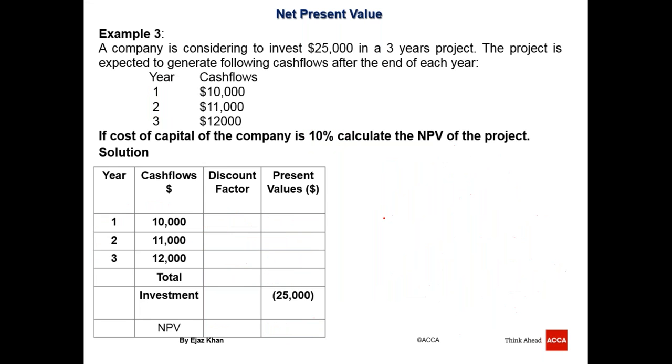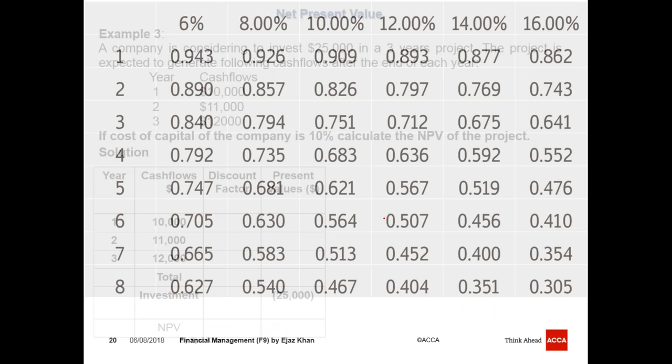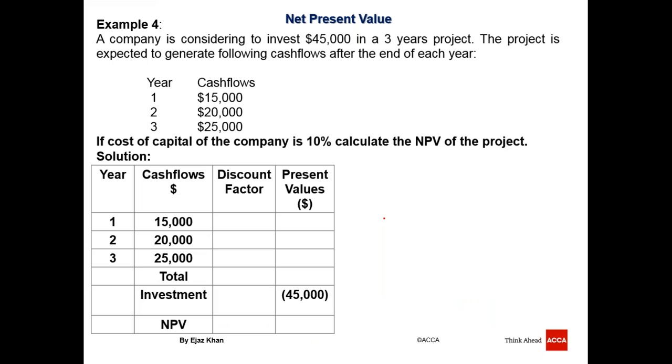So let's move forward and solve another question. And this time you need to solve this question using discount factors. Remember, the discount factor column should be for 10%, and it should be for year one, year two, and year three.